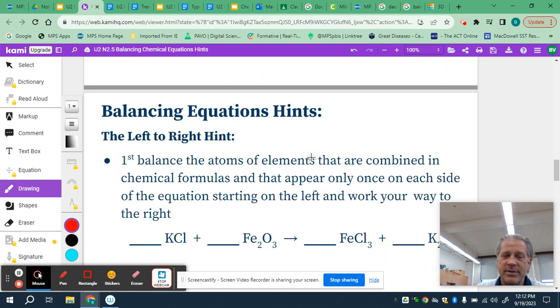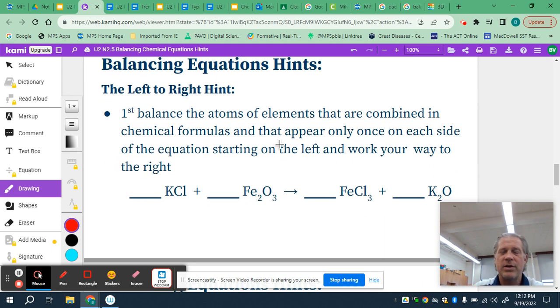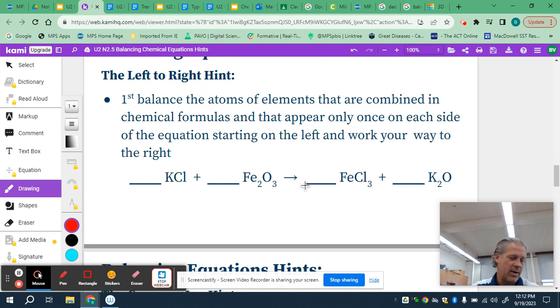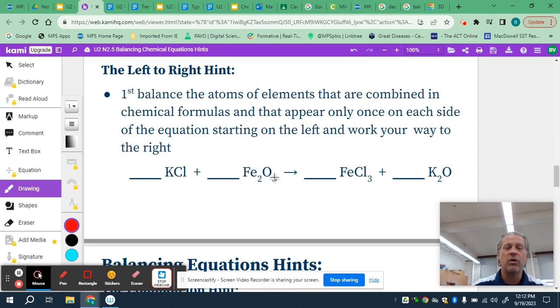So now I have some hints, okay? The first thing is I usually tell students to balance from left to right. So I always try to balance the first element that's present, and then I just continue working to the right. And I know that at some point or another I'm going to have to go back and reassess, but we're going to do the exact same thing.